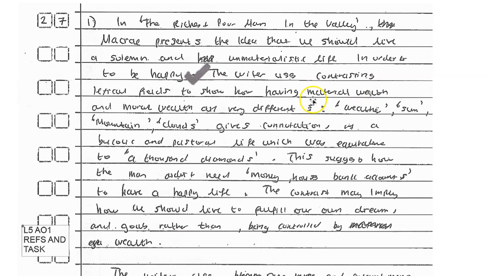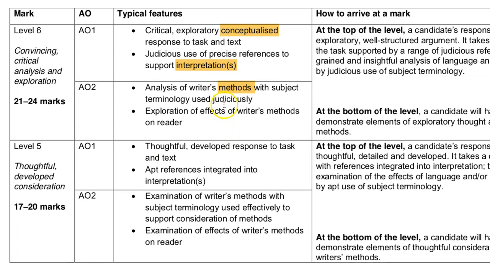It's always a method. So if we jump to the top of the mark scheme, you'll see that you need to write about methods and analyse them. And you also have to have an interpretation. Now notice how Sanjay did that by saying what the writer's purpose was. And that also leads to this idea that he's writing a conceptualised approach. In other words, he's got an argument that he's putting forwards.